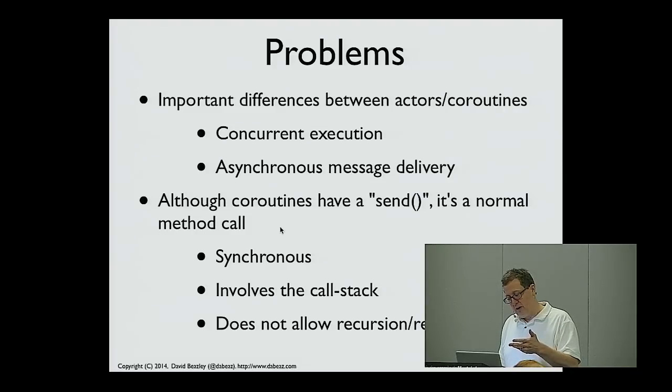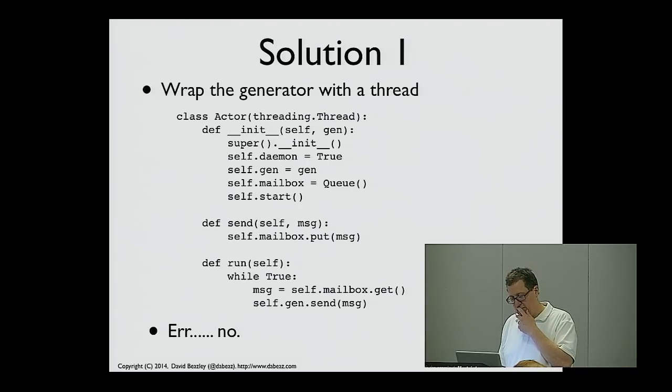But then if you think about it, how could you fix this? Could you make it work by doing some kind of clever trick? One of the things you could try is wrapping a generator with a thread. The idea here is you would create a message queue, and then have a method that runs the thing in a thread and pulls things off a queue. I don't want to go in that direction. Let's not do that.